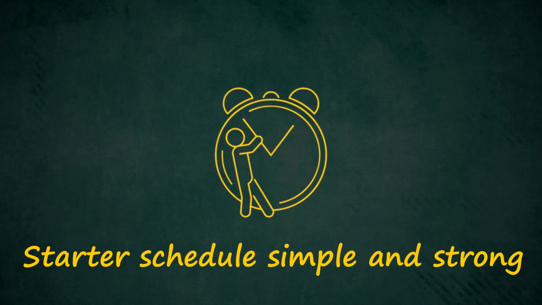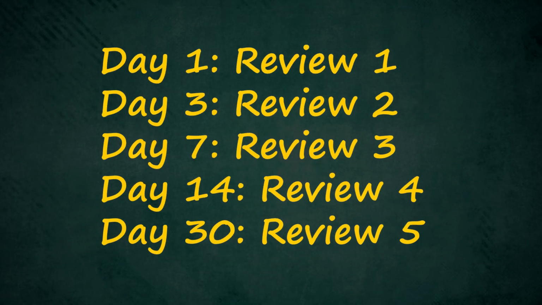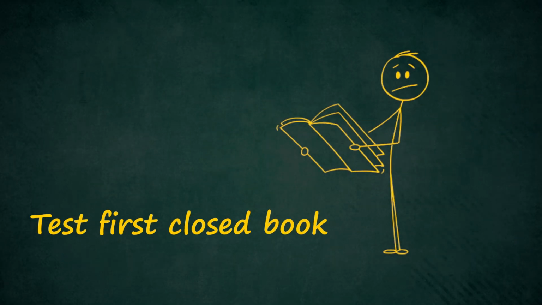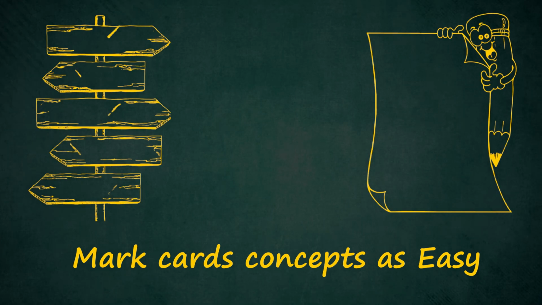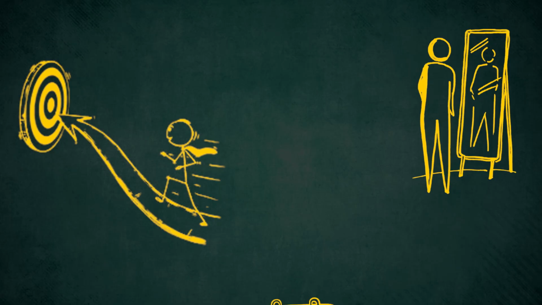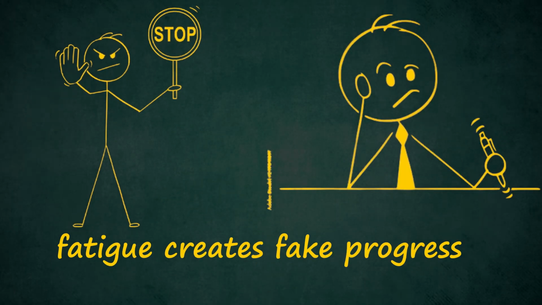Starter schedule: simple and strong. Day 0, learn. Day 1, review 1. Day 3, review 2. Day 7, review 3. Day 14, review 4. Day 30, review 5. How to run a session: 10 to 20 minutes. Test first, closed book. Mark cards: easy, push farther; hard, review sooner; leech, rewrite or relearn. Stop when accuracy drops. Fatigue creates fake progress.